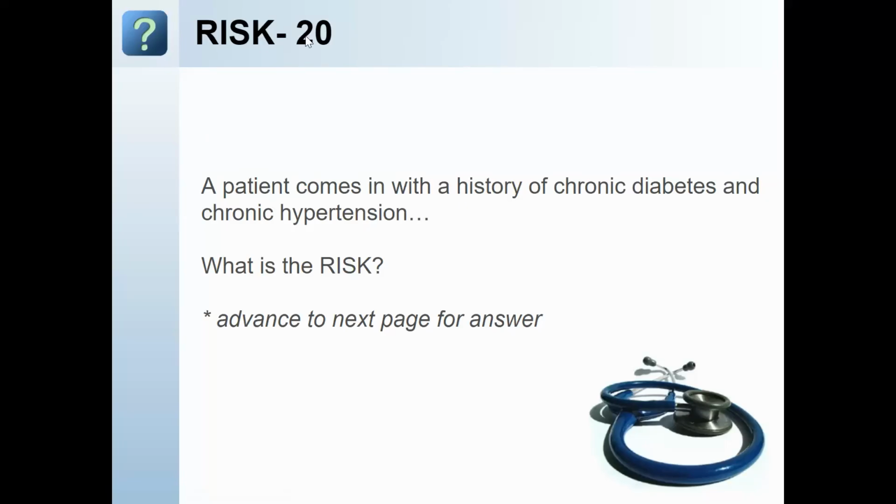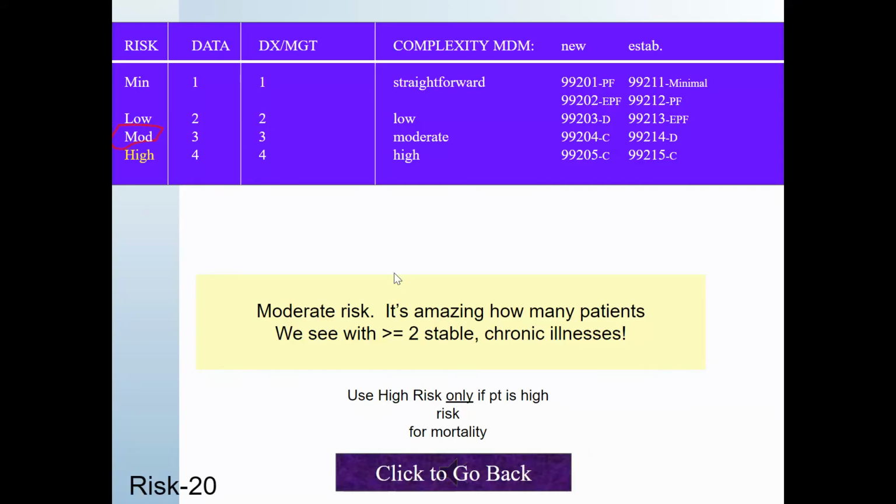So let's look at risk for 20 again. A history of chronic diabetes and chronic hypertension. What is the level of risk? And again, the level of risk is moderate. 2 or more stable chronic illnesses under your review today is moderate risk.